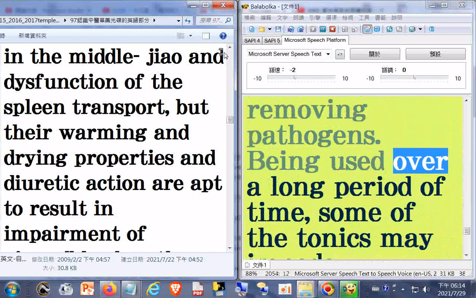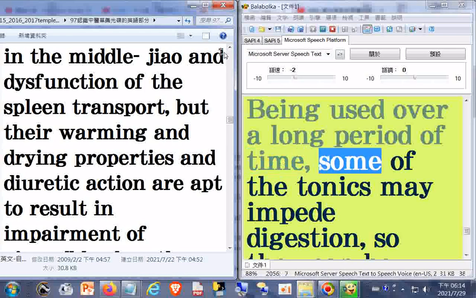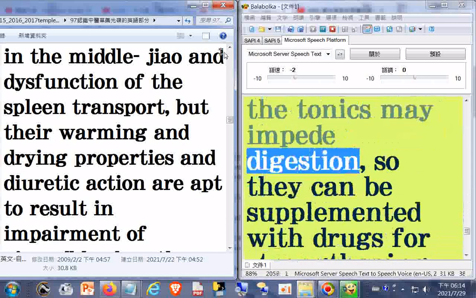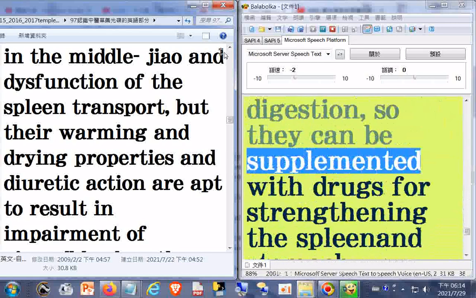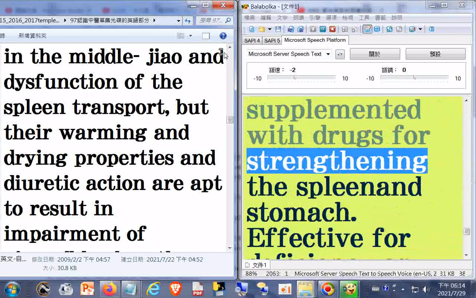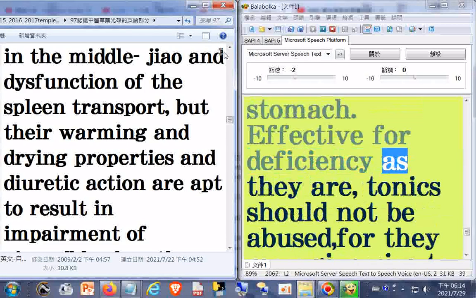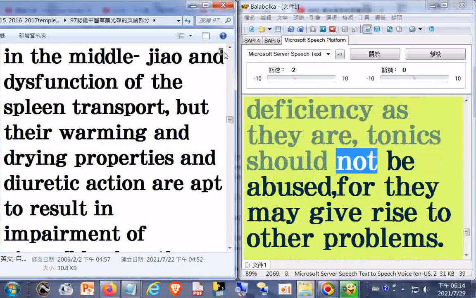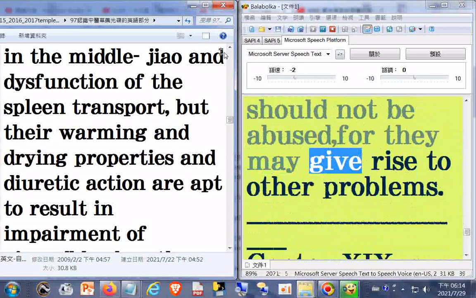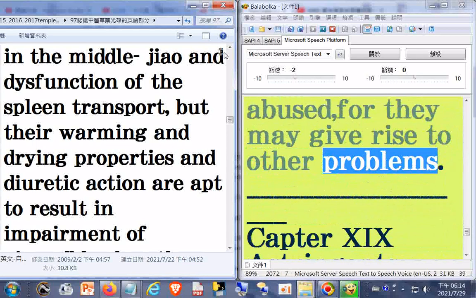Being used over a long period of time, some of the tonics may impede digestion, so they can be supplemented with drugs for strengthening the spleen and stomach. Effective for deficiency as they are, tonics should not be abused, for they may give rise to other problems.